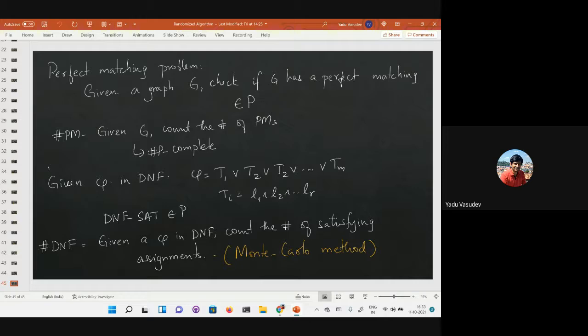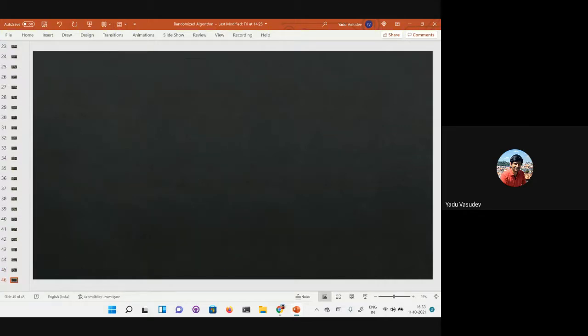The idea of this algorithm, which we are going to see in the next few lectures, maybe the next couple of weeks or so, is what is known as the Monte Carlo method.